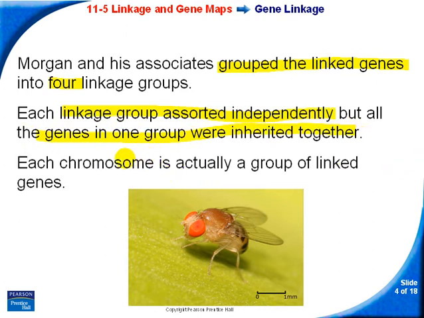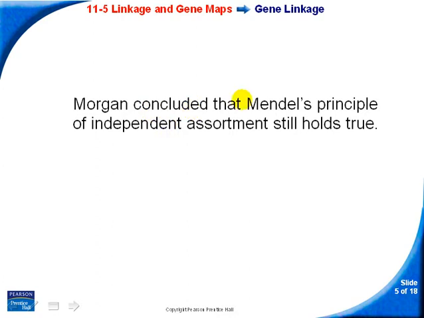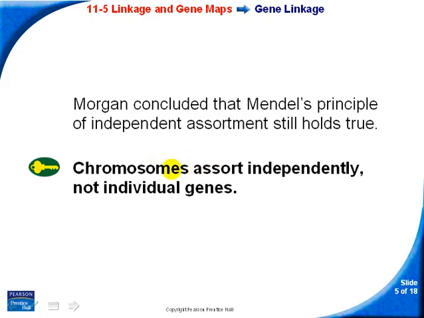Now, what this led to was the understanding of a chromosome. Chromosomes are physically linked together, and a chromosome is a group of linked genes. So Morgan concluded that Mendel's principle of independent assortment holds true. However, chromosomes assort independently, not individual genes.